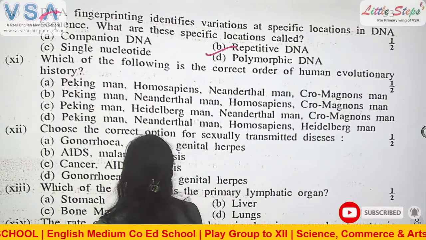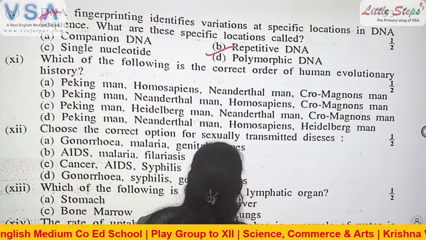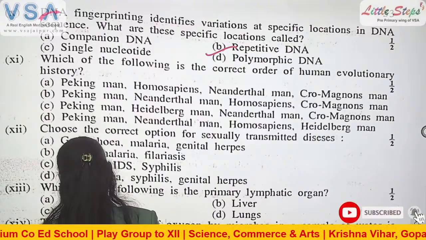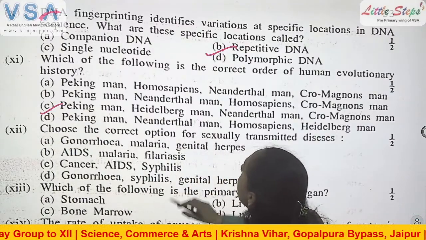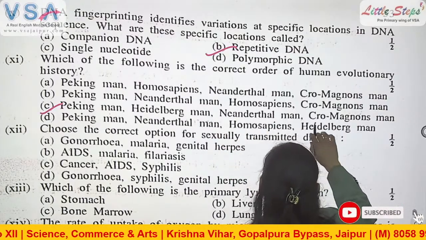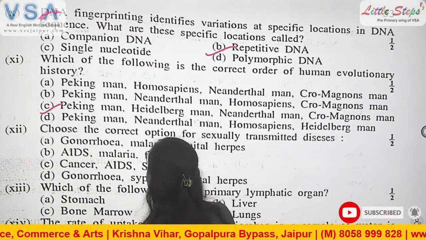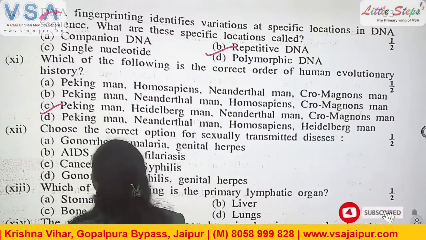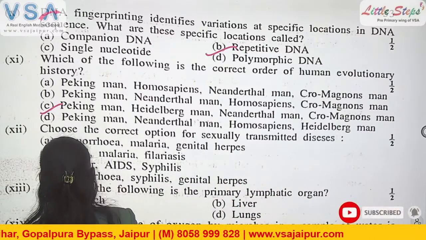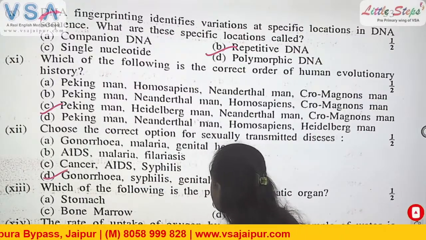Which of the following is the correct order of human evolutionary history? So what is the right answer? Option C, Peking man, Heidelberg man, Neanderthal man or Cro-Magnon man. Choose the correct option for sexually transmitted disease. So which is the correct option? Gonorrhea, syphilis, genital herpes.